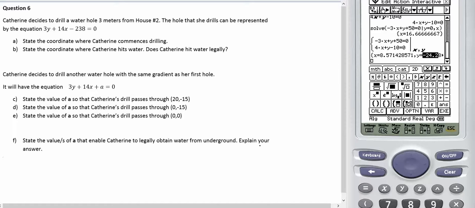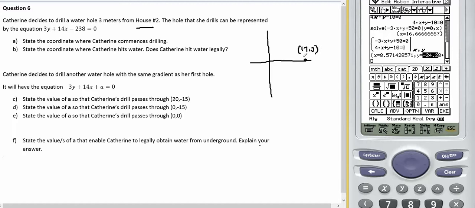This is for Year 11 Methods. It's the extension of Chapter 1, SAC 1, question number 6. Catherine decides to drill for water 3 metres from house 2. Okay, so she's 3 metres from house 2 now. So Catherine's over here at 17 and 0.